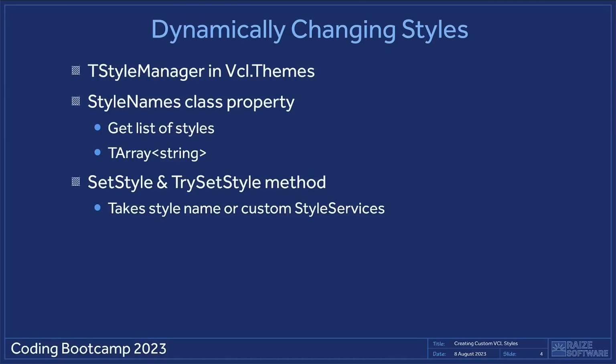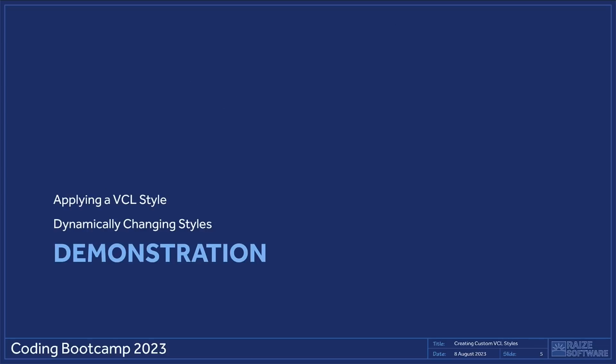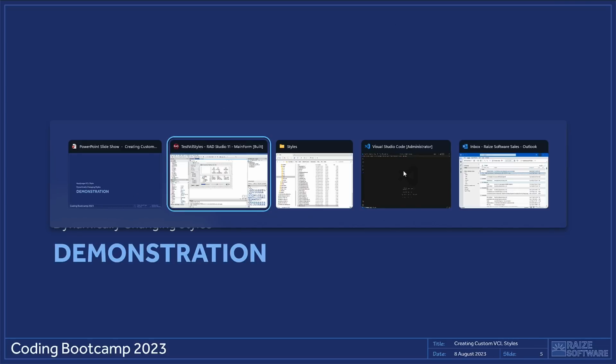The key thing is once we add or have access to some styles, how do we change them or switch between them in our application? And we use the style manager in VCL.Themes unit to do that. And we can reference the style names property. It's a class property, so it's always there. It gives us a generic array of styles, they're strings that we can get the names, and then we can use either SetStyle or TrySetStyle to change it. Basically, we're telling the style engine, hey, use this new style and render everything with whatever the definition of that style shows. So let's just get right into the meat of things and switch over to RAD Studio.